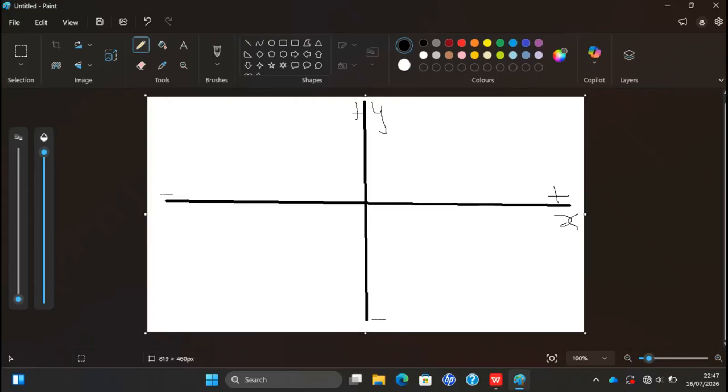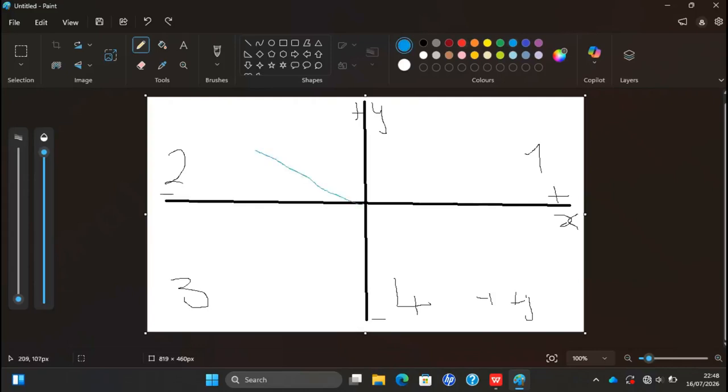Now on the Cartesian plane, we have what we call quadrants. Our quadrant goes like this. This is the first quadrant, this is the second quadrant, this is the third quadrant, and finally this is the fourth quadrant. Now the vector I was minus i plus j. That means the x component is negative and the y component is positive. Where the x component is negative and the y component is positive is in the second quadrant, which is here.